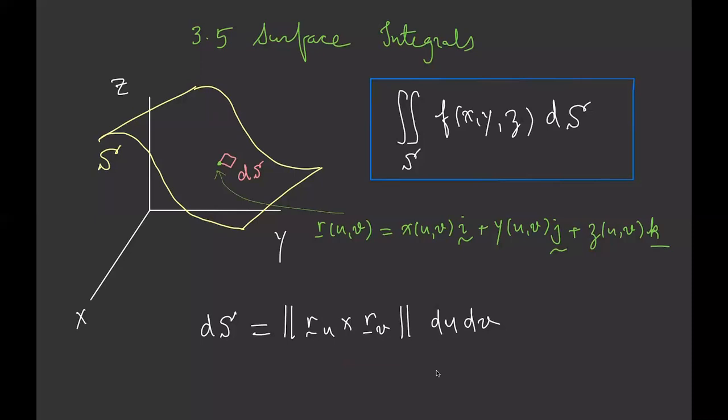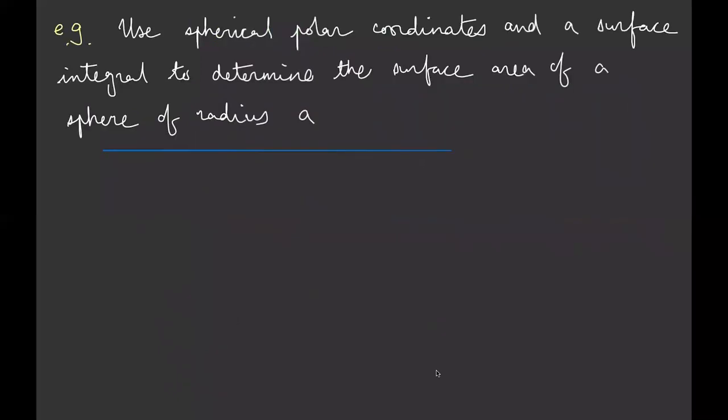So the point is that once you have this in place, you can write everything in terms of u and v. What I want to do in this lecture is do a couple of examples related to this. Okay, let's do this example first. Use spherical polar coordinates and a surface integral to determine the surface area of a sphere of radius a. This is something we all know the answer to, but just to illustrate how we can use this concept of a surface integral and the theory that we've developed, let's try to do this example.